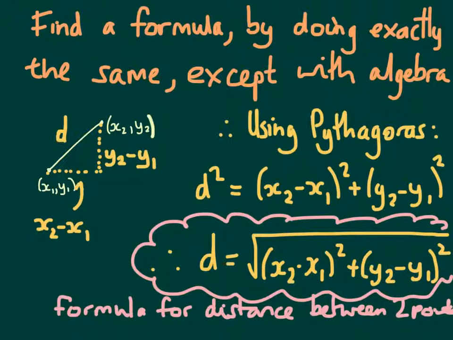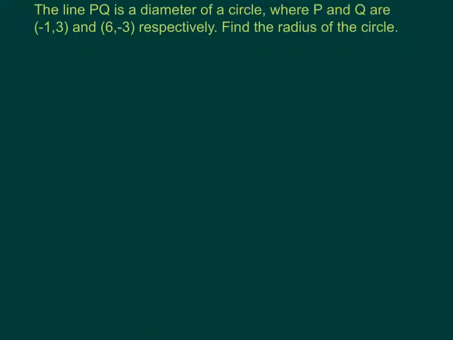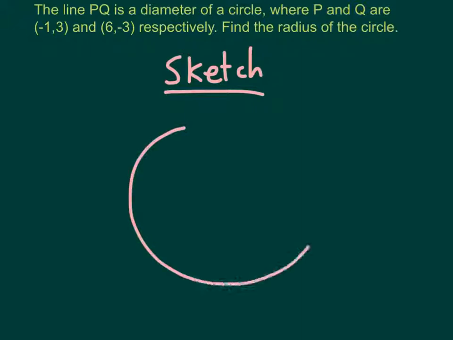Okay? Right, let's do an example. So let's start with the question then. Line PQ is the diameter of a circle where P and Q are (-1, 3) and (6, -3) respectively, and the radius of the circle is what we want to find.